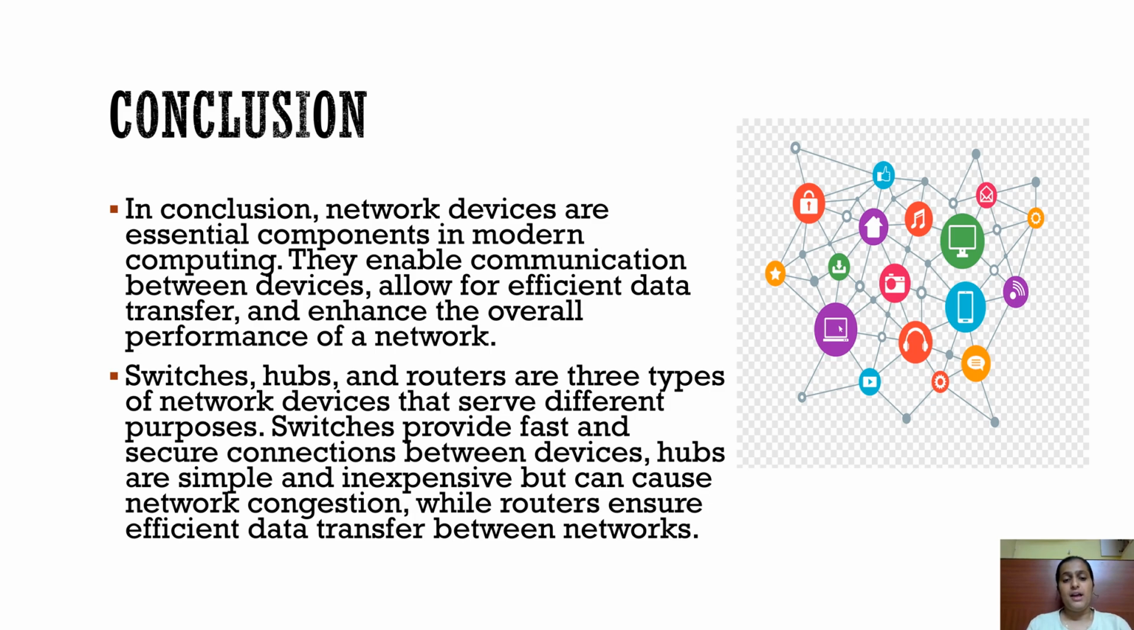In conclusion, network devices are essential components in modern computing. They enable communication between devices, allow efficient data transfer, and enhance the overall performance of a network. Switches, hubs, and routers are three types of network devices that serve different purposes. Switches provide fast and secure connections between devices. Hubs are simple and inexpensive but can cause network congestion, while routers ensure efficient data transfer between networks.